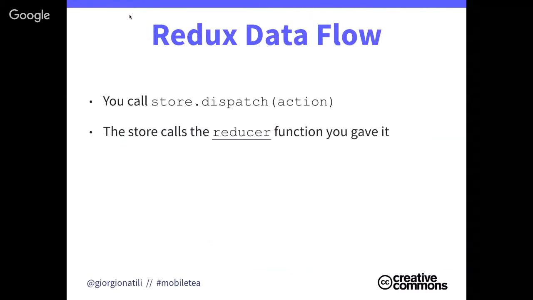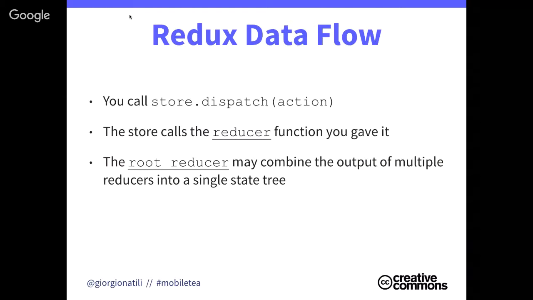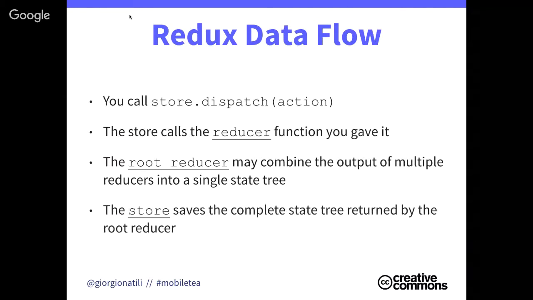You dispatch an action, the store calls the reducer that you assigned to this action, and the root reducer combines the output into a single output. State is saved in the store, and the changes are propagated.